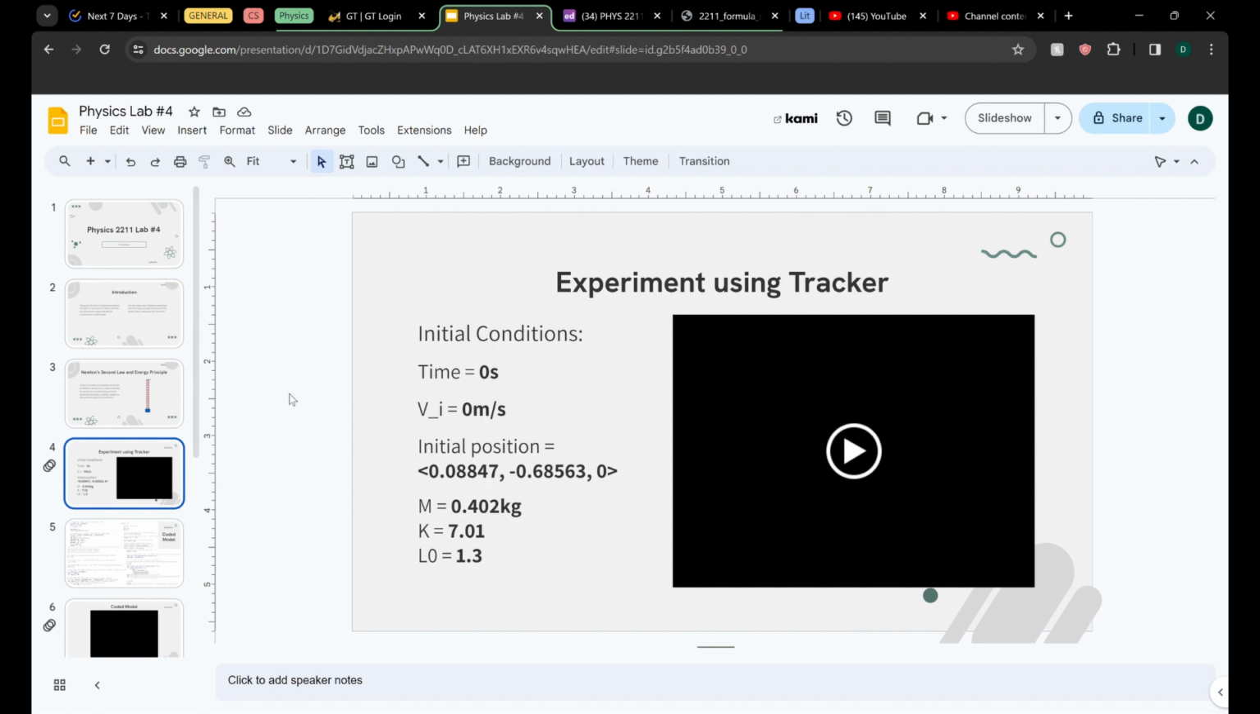So here's my experiment using Tracker. As you can see, the initial conditions: time is equal to 0, initial velocity is equal to 0, the initial position is slightly off from the origin. Mass is 0.402 kilograms, K is 7.01, and L naught is 1.3.